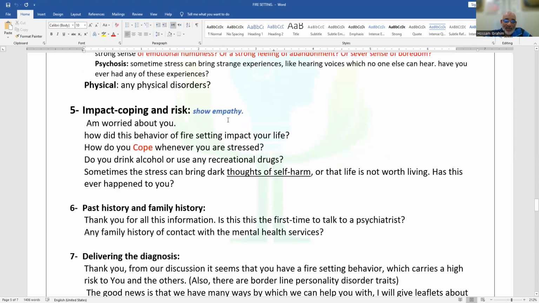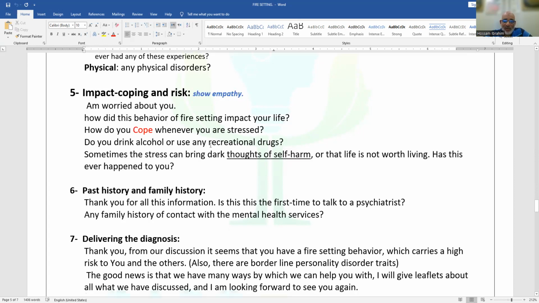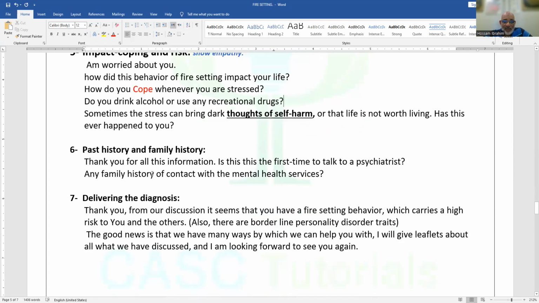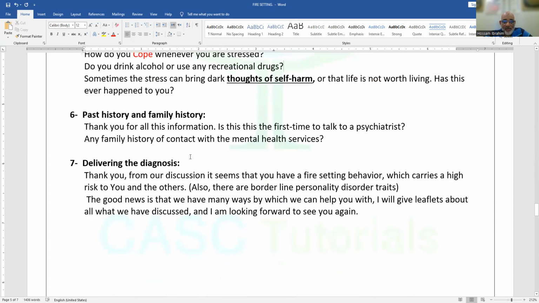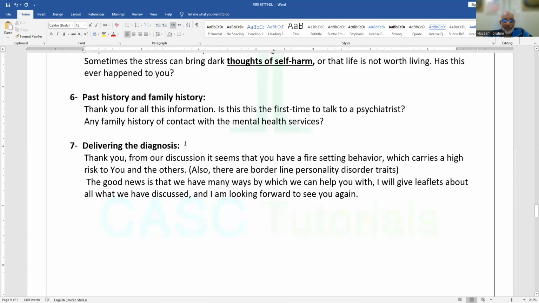Okay, impact, coping, and risk. When you hear the bell of 6 minutes, start asking about the impact, coping, and risk. How did this behavior of fire setting affect your life? How do you cope whenever you're stressed? The usual questions of the coping and risk, but don't forget the self-harm. This particular question you should have asked because in this station, this girl used to self-harm when she was young. Okay, past history and family history. Did you ask about it? No. Okay, so you did not ask.